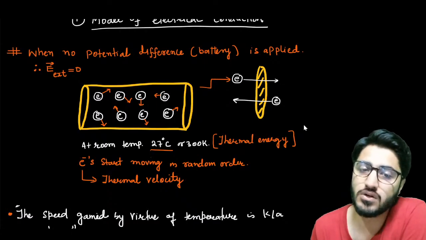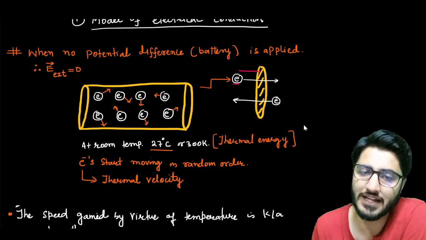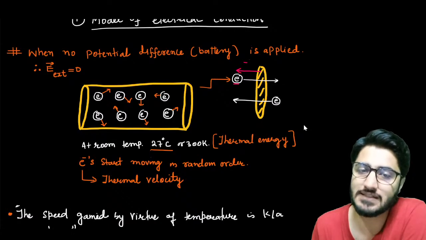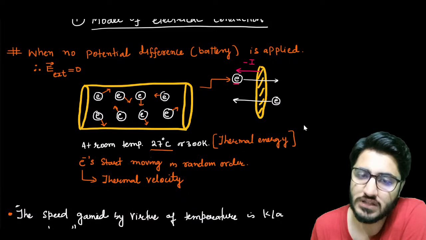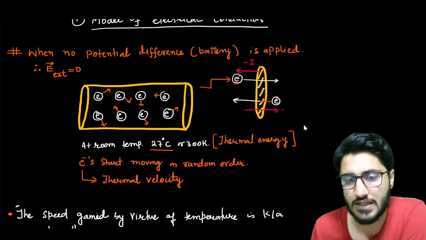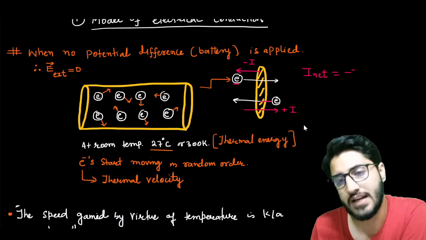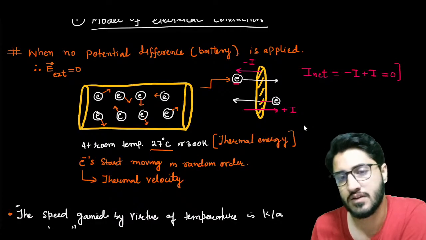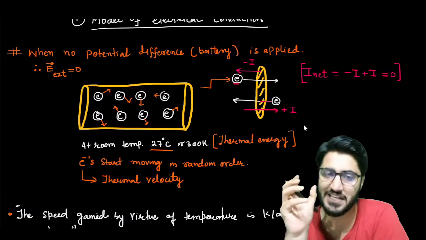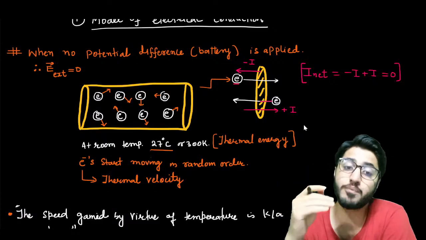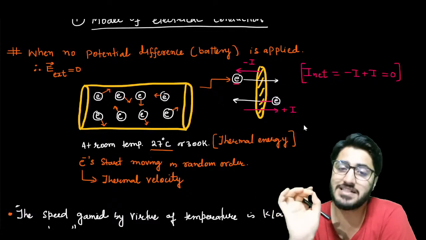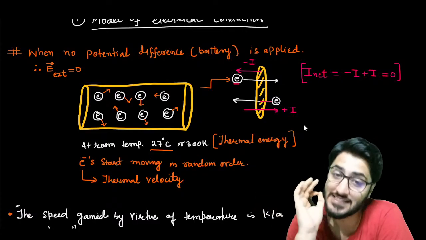What will happen? Due to this one, my current will flow like this. I will write it minus I. Due to this electron, my current will flow like this. It is plus I. So what is net current then? Net current would be minus I plus I. I guess it is 0. Yes, we can say that. Still, electrons are moving with 10 to power 5 meter per second speed, but still the net current is 0.